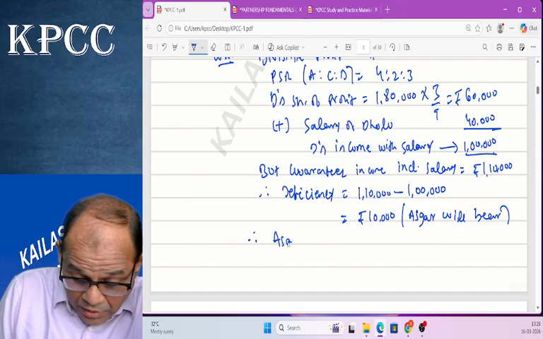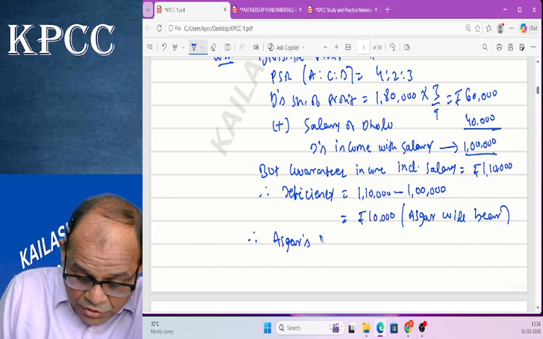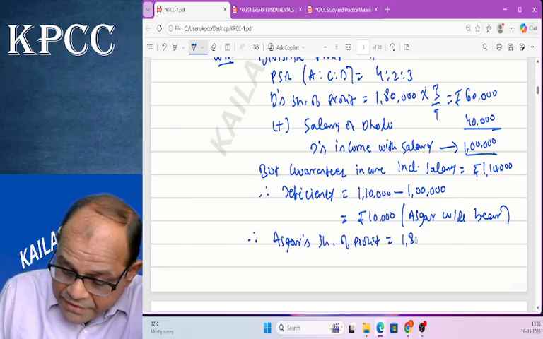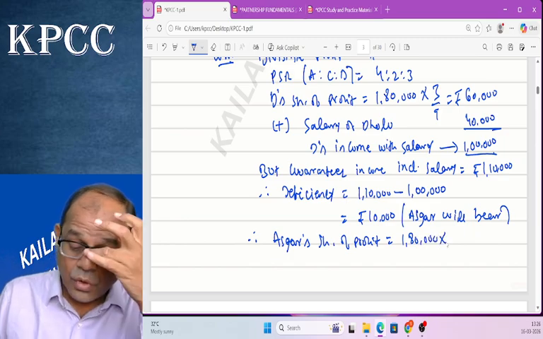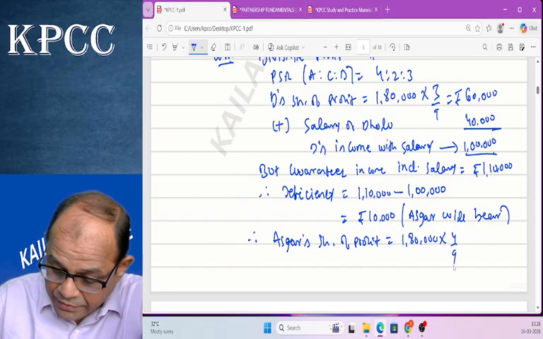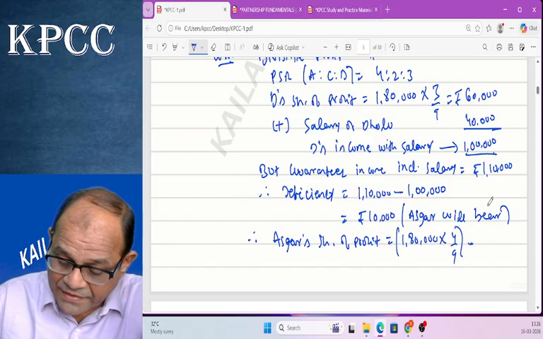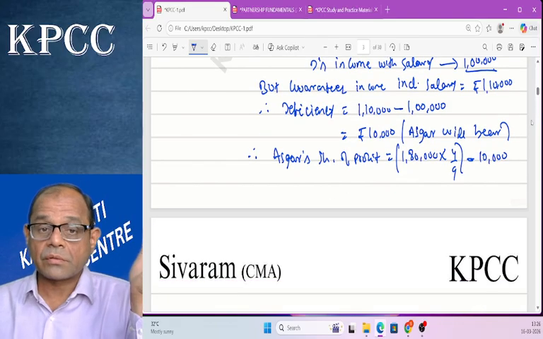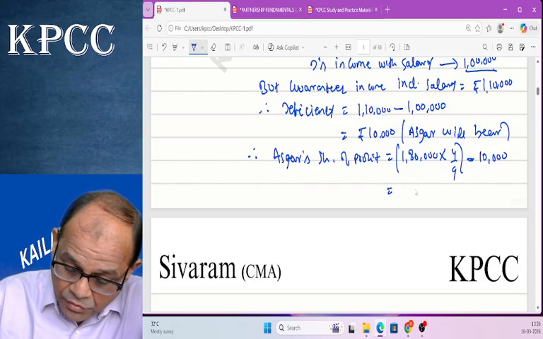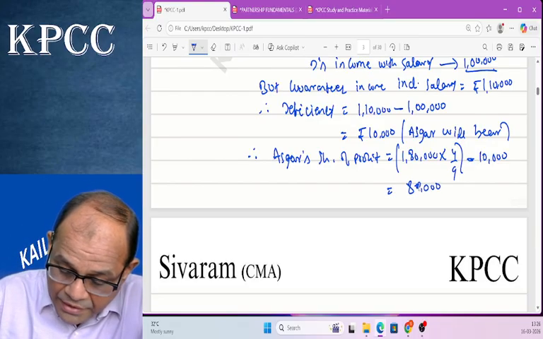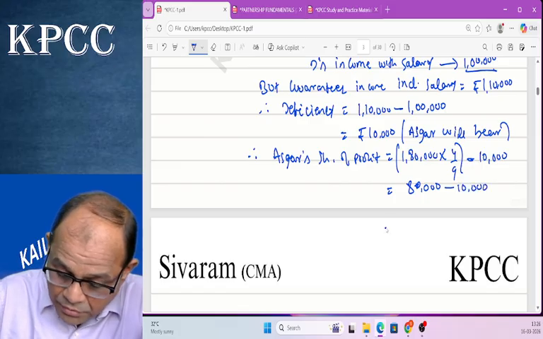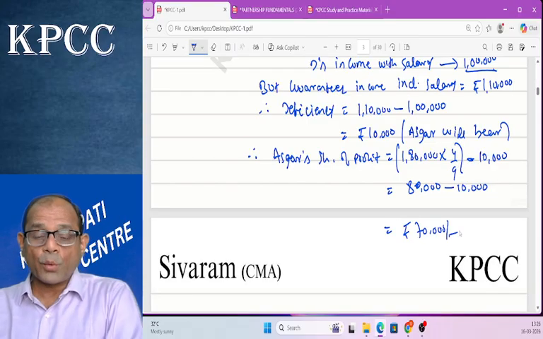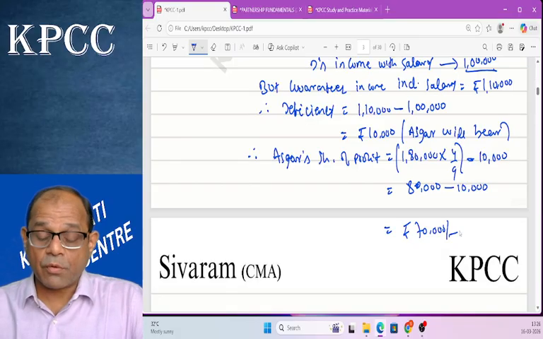Therefore Asgar's share of profit is equal to divisible profit 1,80,000 into the profit sharing ratio 4/9, minus, he will bear this deficiency, minus 10,000. So this is 80,000 minus 10,000, rupees 70,000. This is Asgar's share of profit.